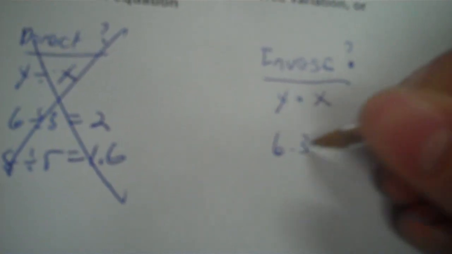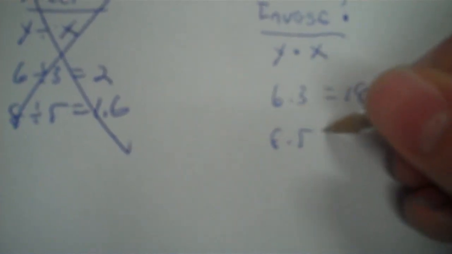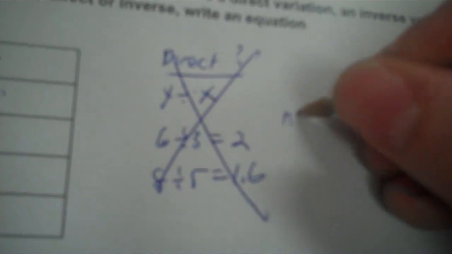Now, inverse, y times x. So 6 times 3 is 18. 8 times 5 is 40, so it can't be either. So you just write neither. Easy enough. Okay, next one. Direct or inverse.